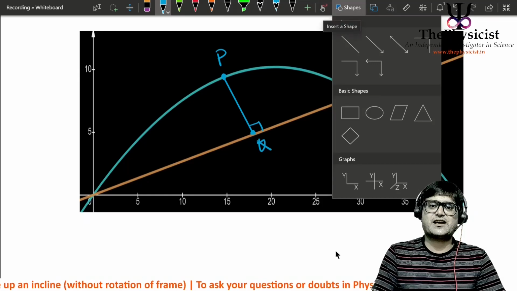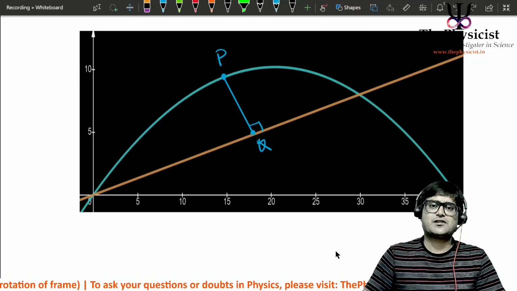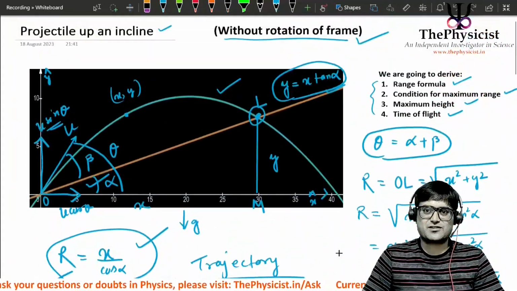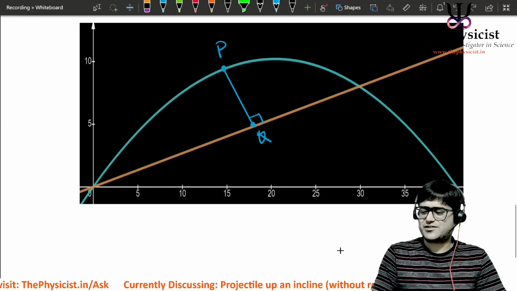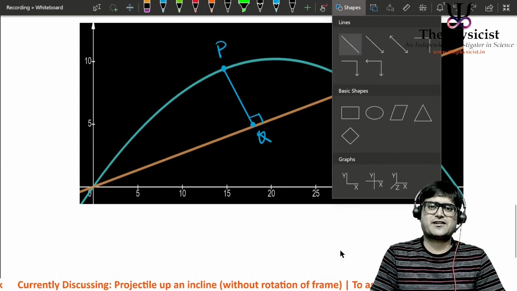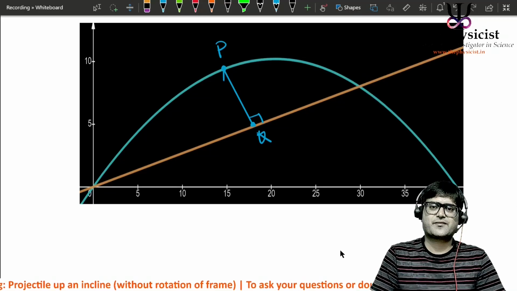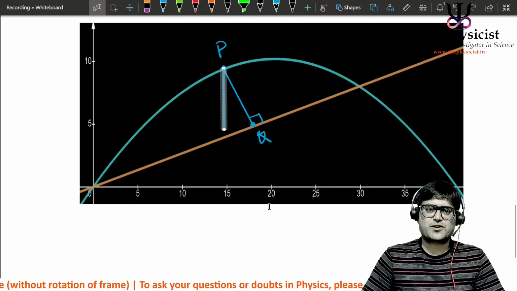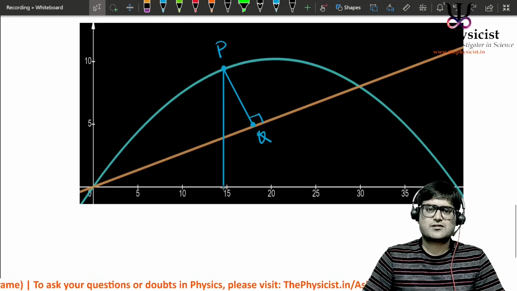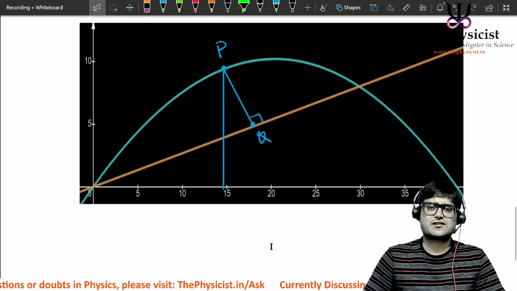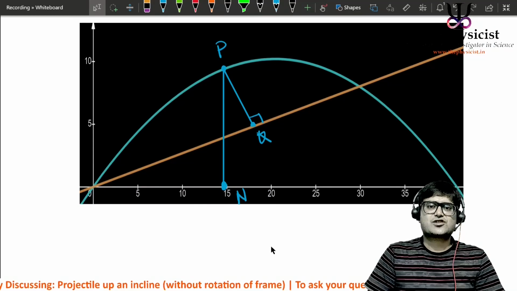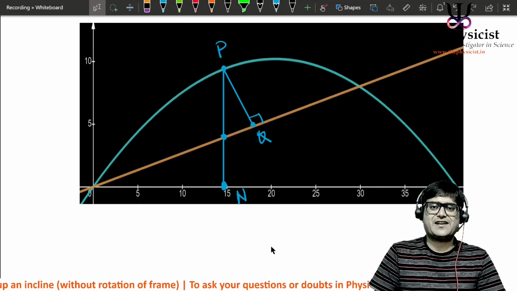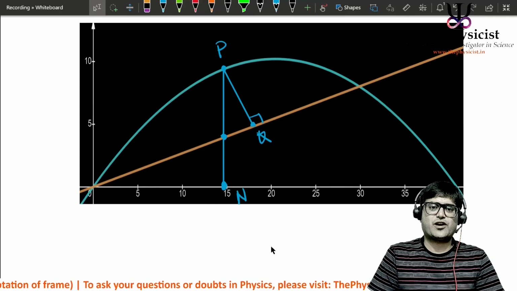If I drop a normal again, in the previous case I also had a normal, which I named M. So let's not use the same, although we can. I just want to keep points strictly differently named. If I drop a normal on the x-axis like this and name this point N, so what we are getting here? Let's suppose PN intersects the incline at a point.